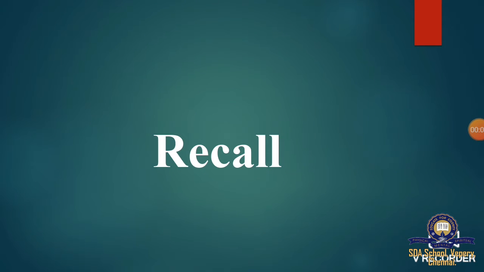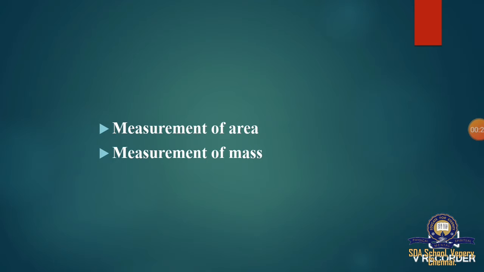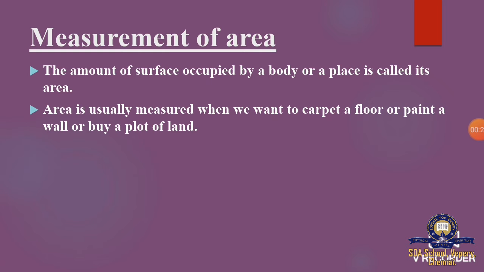In the previous class you have learnt about the multiples and submultiples of units, measuring the diameter of a sphere, measuring the length of a curve, measuring the thickness of a coin and measuring the thickness of a wire. In today's class you are going to learn about the measurement of area and the measurement of mass. First we move on to the measurement of area.